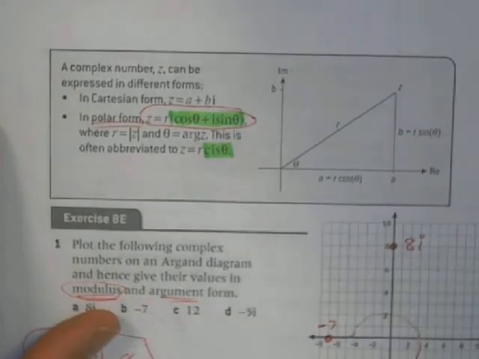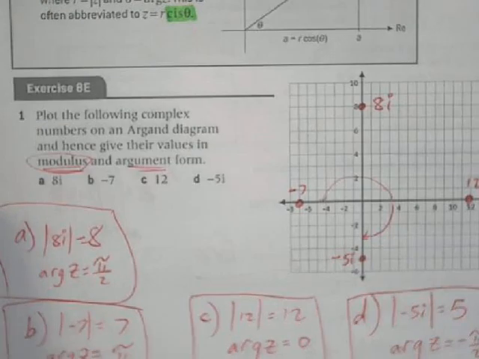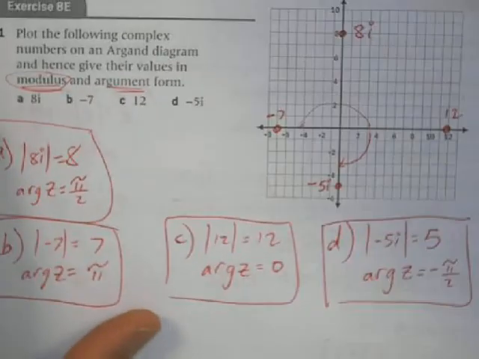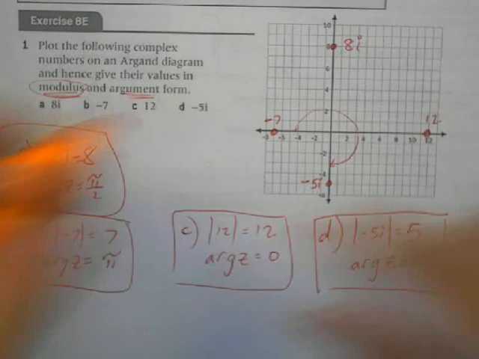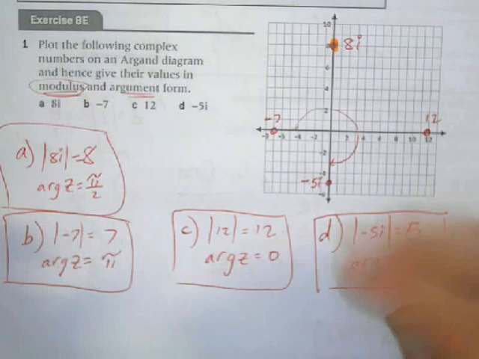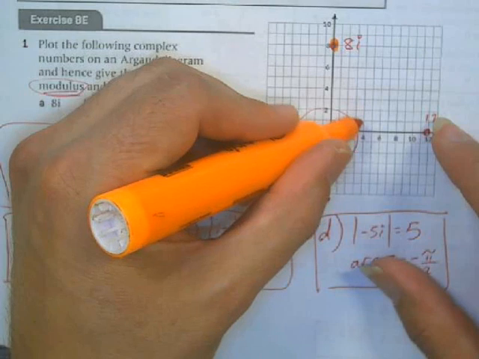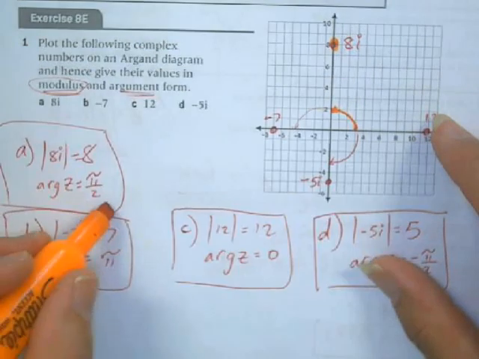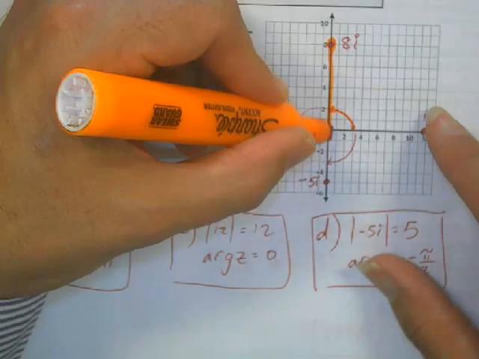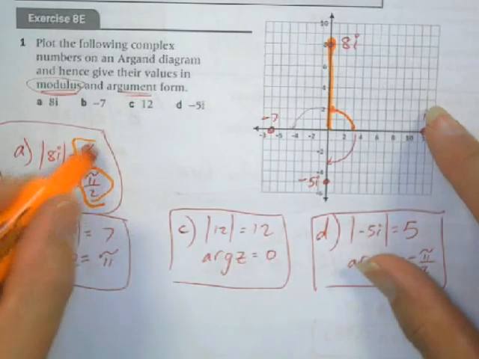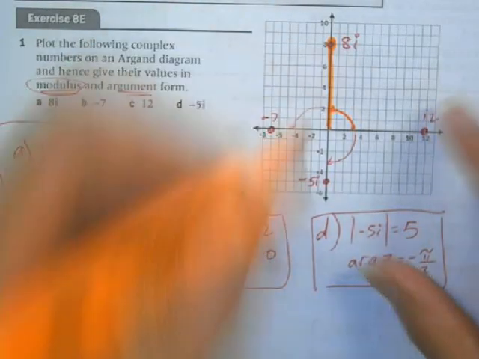Okay, so let's talk about these problems here. We've got to move on because this video is getting really long. If I've got 8i, the angle just goes to there, so my argument is pi over 2, and this distance from there to there is 8. I didn't even need to use the distance formula because it's only going up like that.